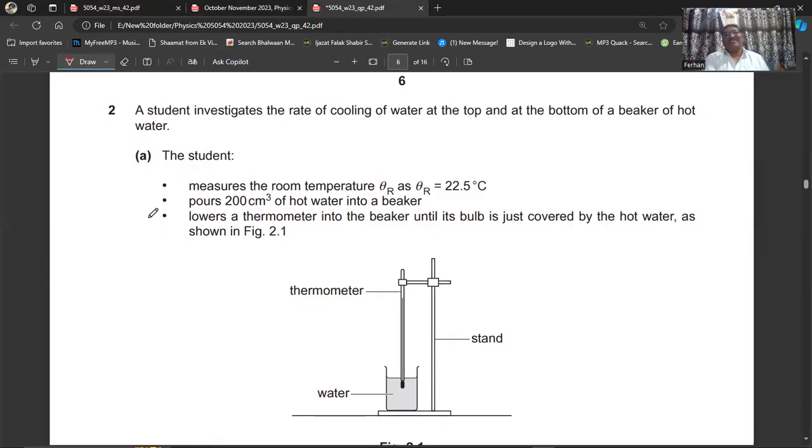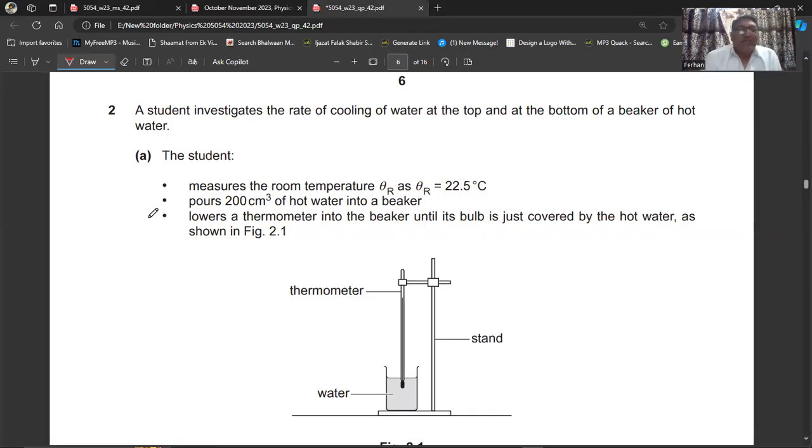Question number 2 on your screen. It says, a student investigates the rate of cooling of water at the top and at the bottom of a beaker of hot water. So they are going to measure the cooling rate. Let's say you have a beaker of hot water and they will check the cooling rate in the upper surface of the water, and then they are going to investigate the cooling rate at the bottom level of that hot water.